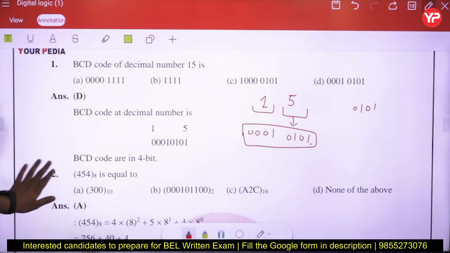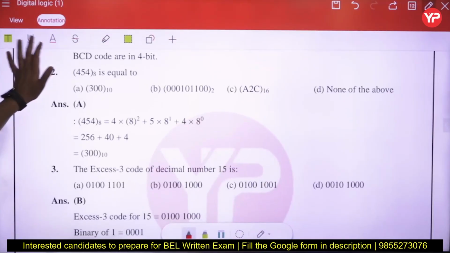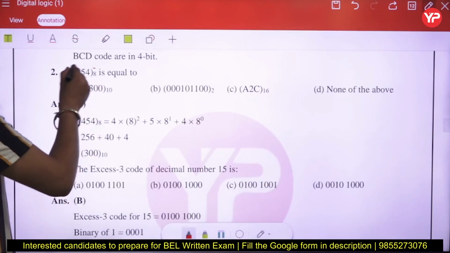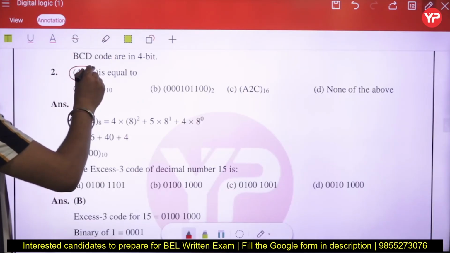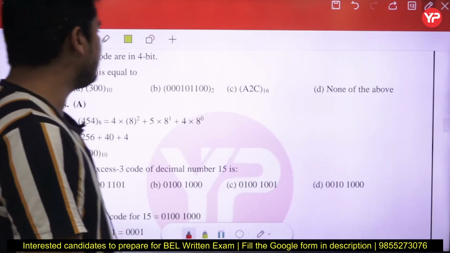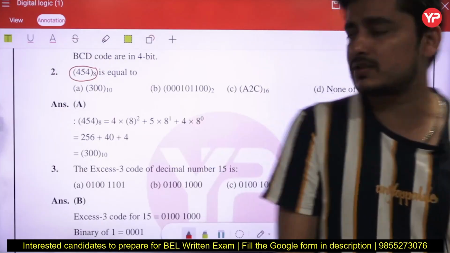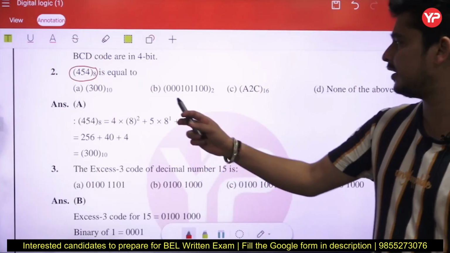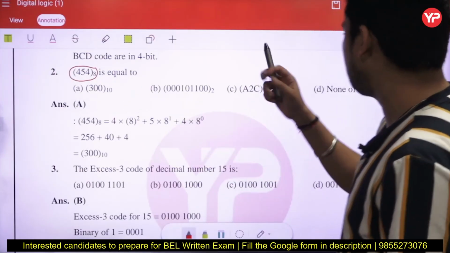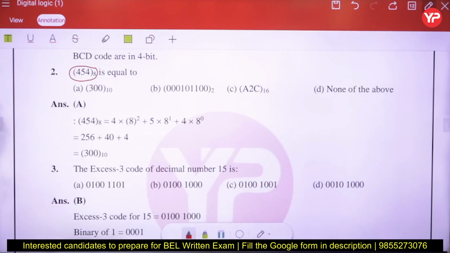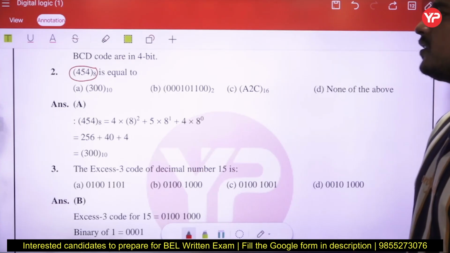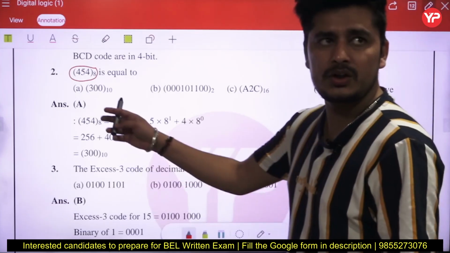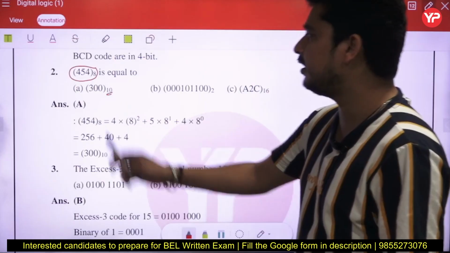Next question, you have an octal number. This is your octal number because its base is 8. You have to find its equivalent: binary equivalent, decimal equivalent, or base 16 equivalent. So first convert this, because the first one is the decimal equivalent.